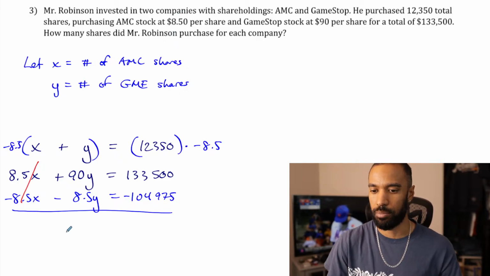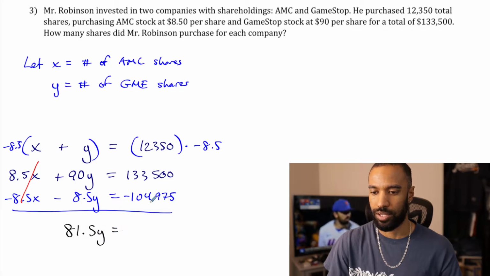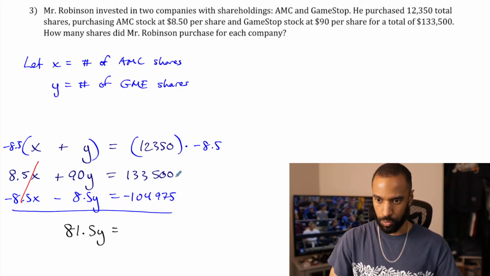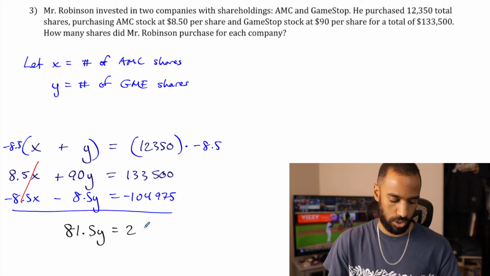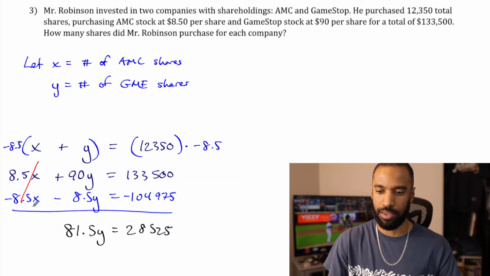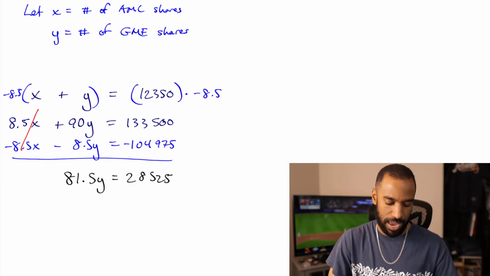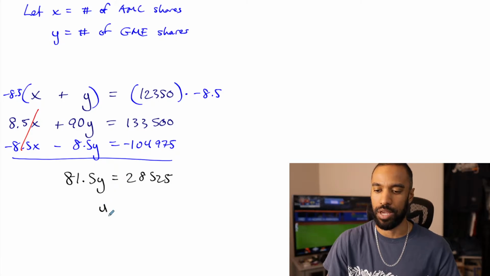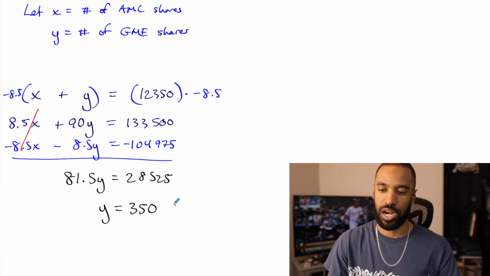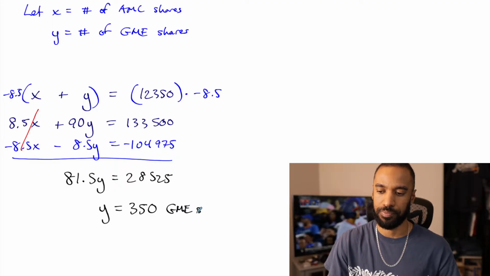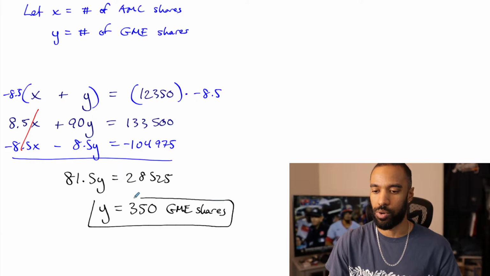And you're left with, I believe that's 81.5y here. 133,500 minus that, so 28,525. Now I'm only going to buy integer numbers of shares, I believe, so hopefully these can divide by 81.5, and I got 350. Y equals 350. That's not just shares, but that is GameStop shares. So 350 GameStop shares in total were bought.